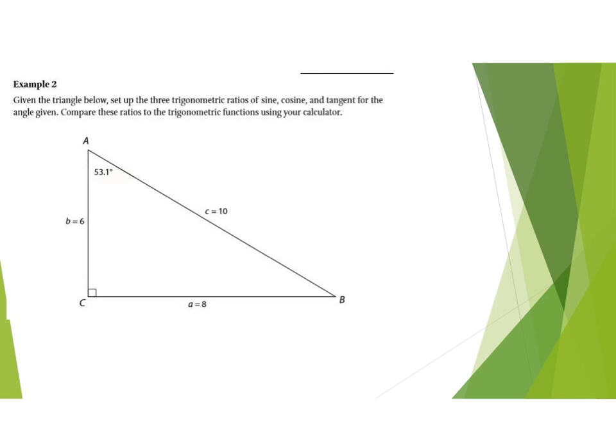Okay, let's check out example 2. In this triangle below, set up the 3 trig functions, sine, cosine, and tangent, for the given angle. And we're going to assume that means, and we do assume, this angle right here. That's the only one they gave us because remember we're not typically dealing with the right angle. So let's find the sine of A, the cosine of A, and the tangent of angle A.